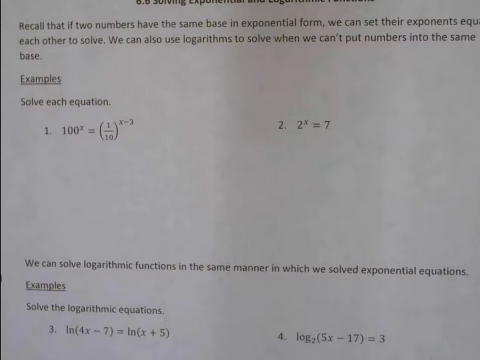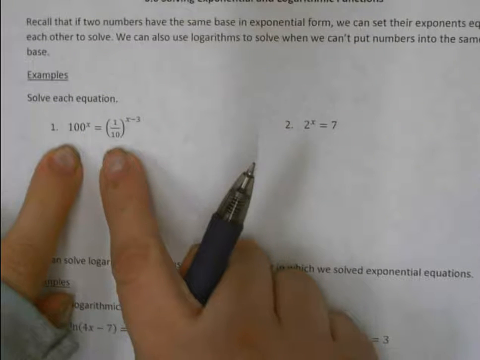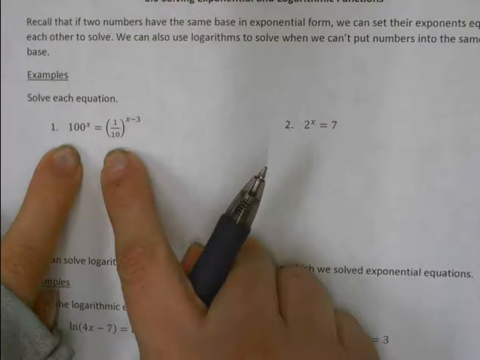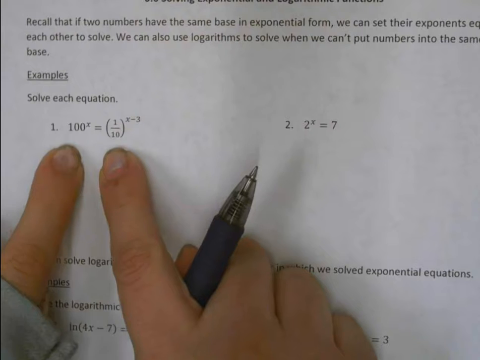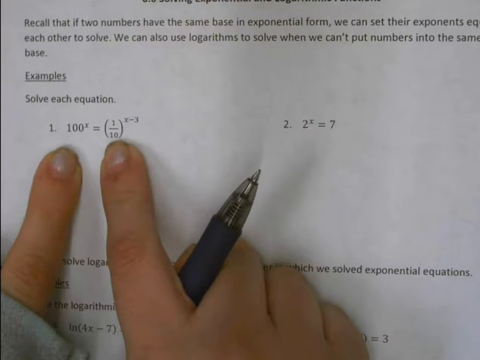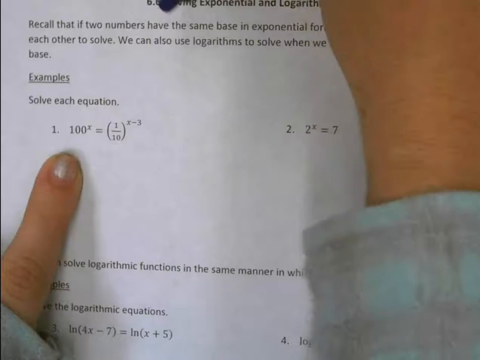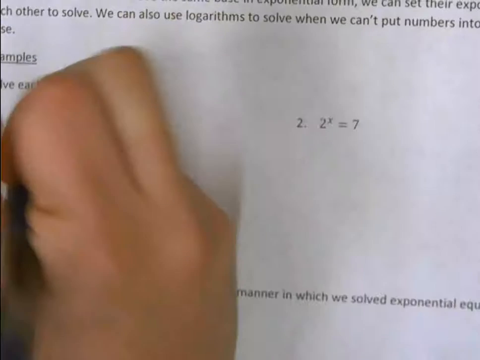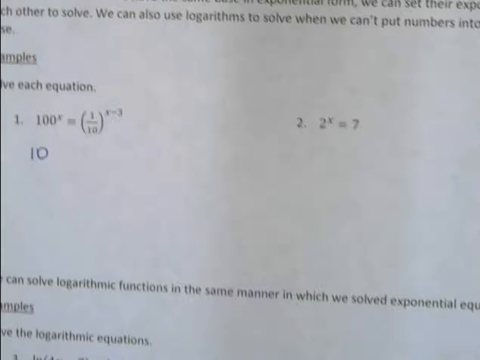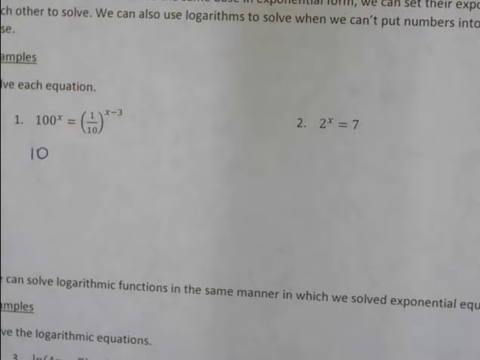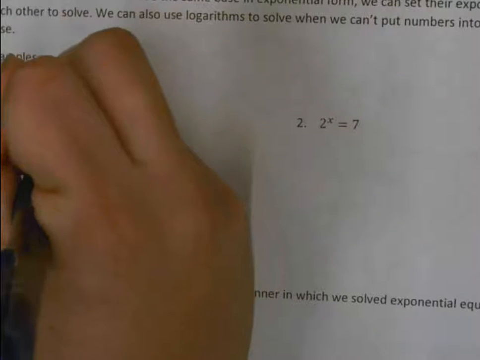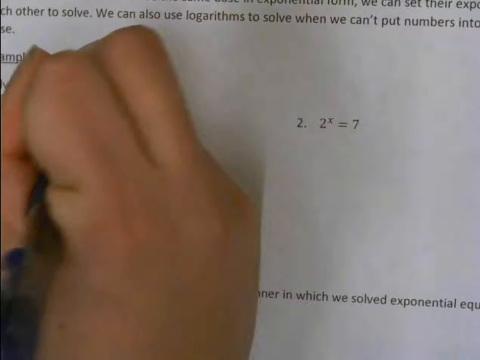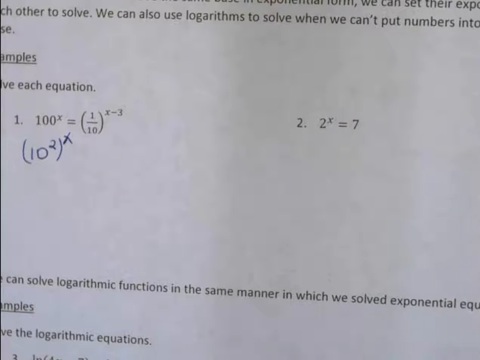Okay, so when I have two exponential pieces, what I want to do is rewrite them so they have the same base. What would be the same base for 100 and 1 over 10? 10. So how do I rewrite 100 to be a base of 10? 10 squared? Okay, what about 1 over 10?